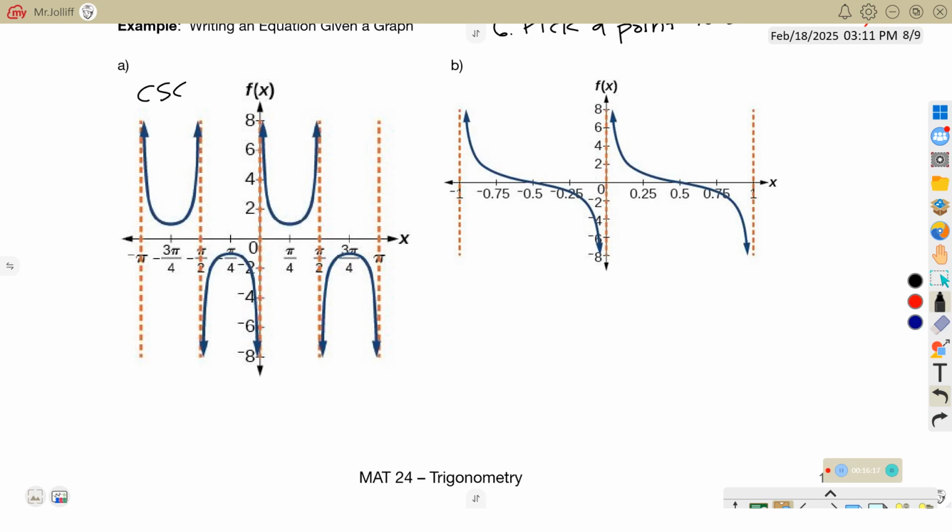Very good. You could use secant here, and you'd still get the right answer. The buddies still work. You can use sine or cosine for a wave. You can use tan or cotan for an S-curve, right? You can use secant or cosecant for the u's. But choosing the right one will make those other numbers that you're solving for prettier. So I agree, cosecant's the right choice because this guy doesn't have a y-intercept.